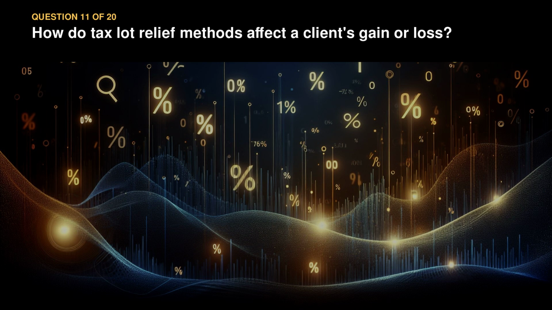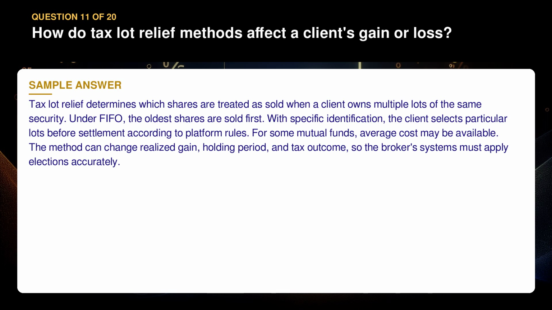Question 11. How do tax lot relief methods affect a client's gain or loss? Tax lot relief determines which shares are treated as sold when a client owns multiple lots of the same security. Under FIFO, the oldest shares are sold first. With specific identification, the client selects particular lots before settlement, according to platform rules. For some mutual funds, average cost may be available.